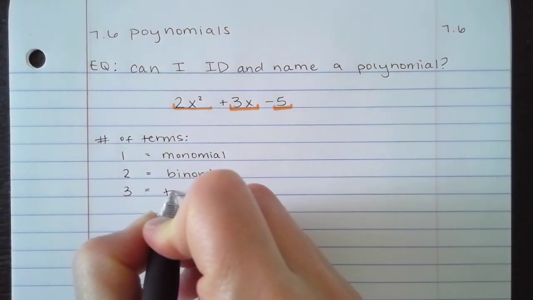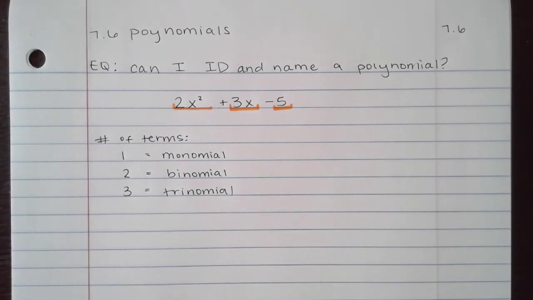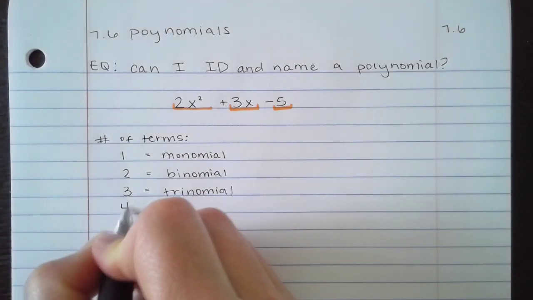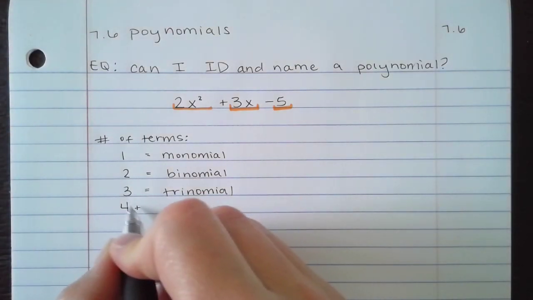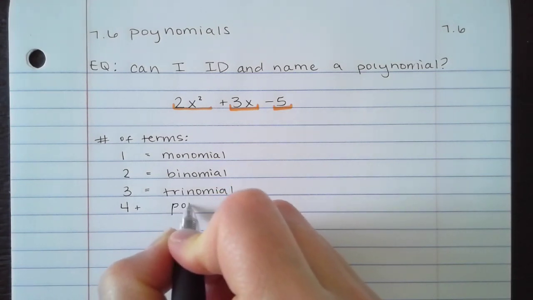3, trinomial. Tricycle has 3 wheels, so a trinomial. There are more, but I just like to say any of them, like 4, 5, 6, 7. We just call them a polynomial.